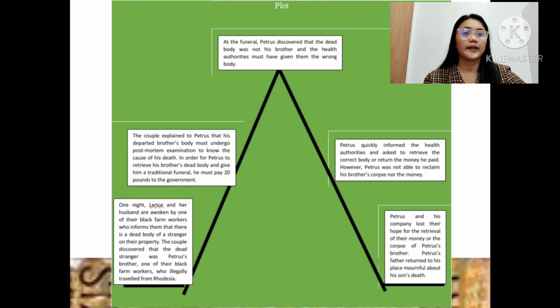Petrus quickly informed the health authorities and asked to retrieve the correct body or return the money he paid. However, Petrus was not able to reclaim his brother's corpse nor the money. Then the denouement, Petrus and his company lost their hope for the retrieval of their money or the corpse of Petrus's brother. Petrus's father returned to his place mournful about his son's death.